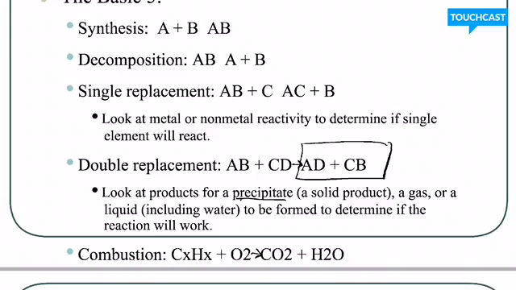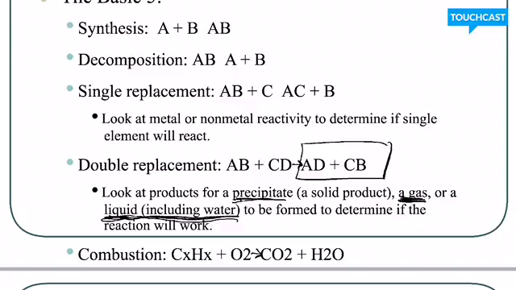Another thing to look for is whether or not you have produced a gas. If you have produced a gas, this also will create a situation in which the double replacement will work. And the final thing that you want to look for is a liquid, including water. If you form water or ammonia, that's typically the other liquid that we usually see, that will also make a double replacement reaction work. So you have 3 constituents that you want to look for when you're looking at whether or not a double replacement reaction will work. Was a precipitate formed? Was a gas formed? Or was a liquid, including water, formed?